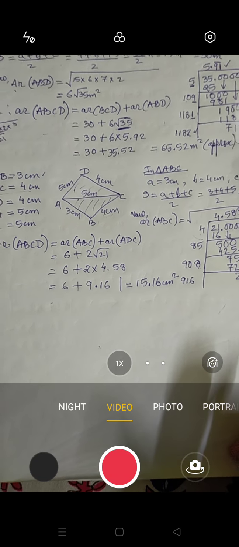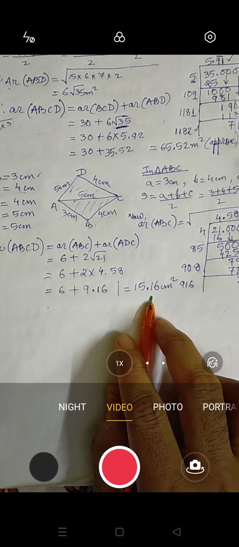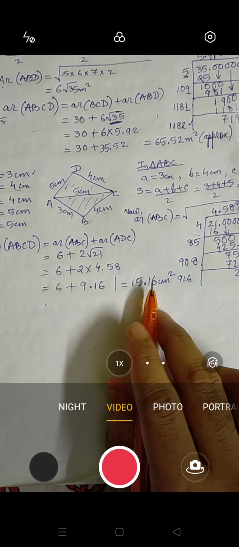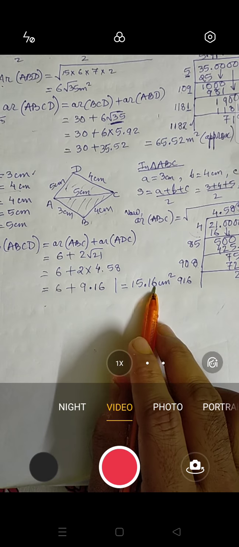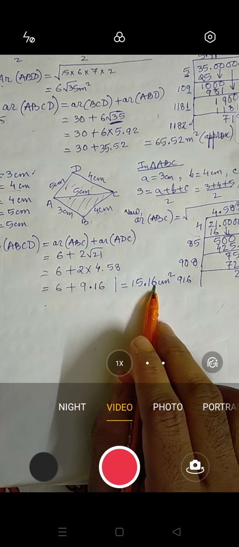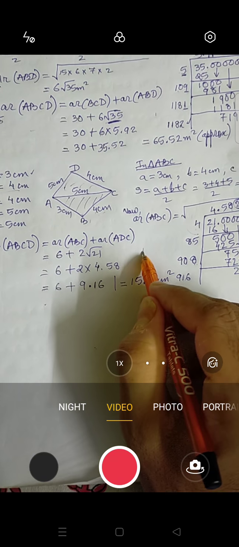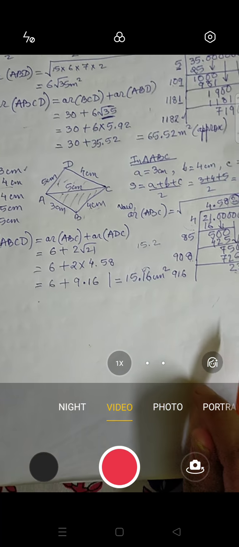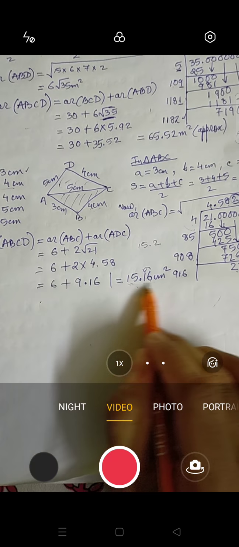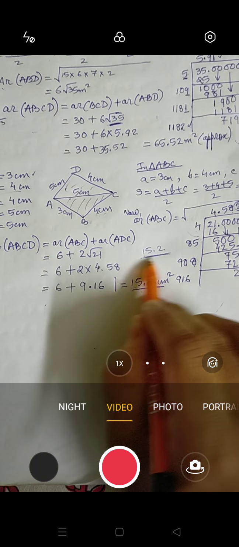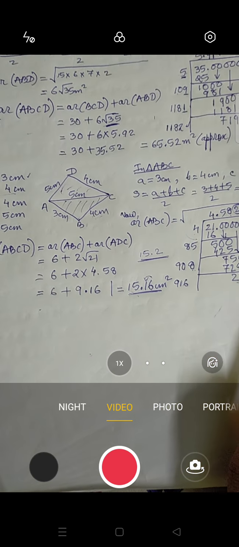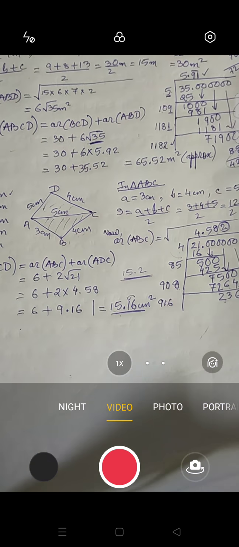In your book, if they have taken up to one decimal place, then your answer will be 15.2, because the second decimal you can see is 6, greater than 5. So definitely the first number will be added 1, you will be having 15.2 in your answer at the back side. If you write this one, this is also correct. If you write this one, this is also correct. It's up to you which one you want to take. So you can check your answer.